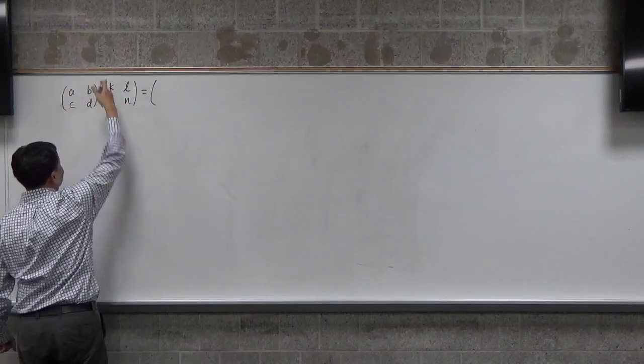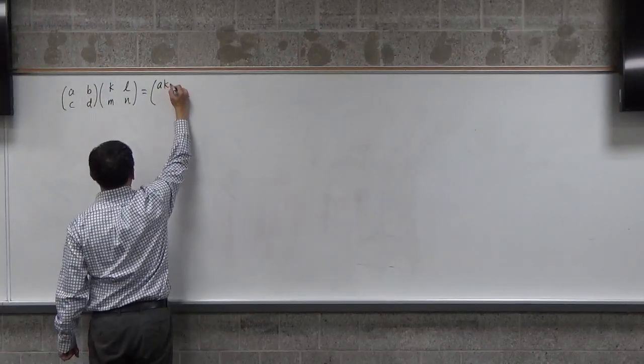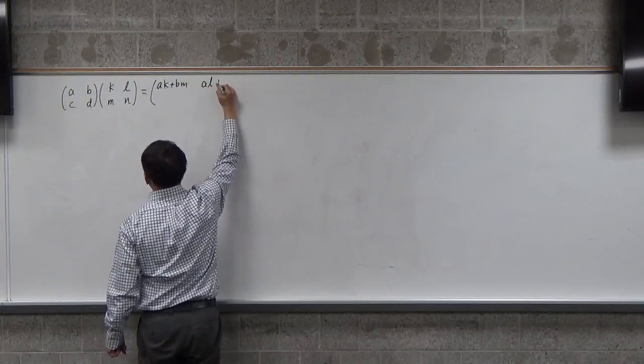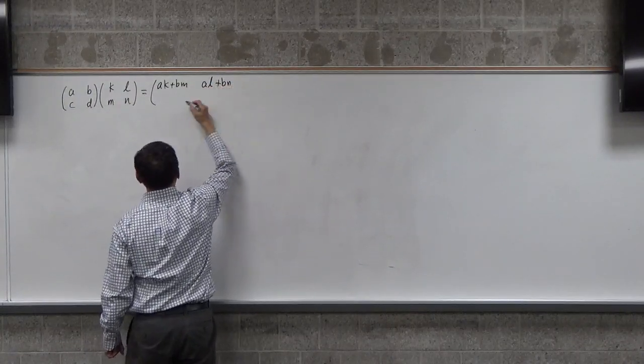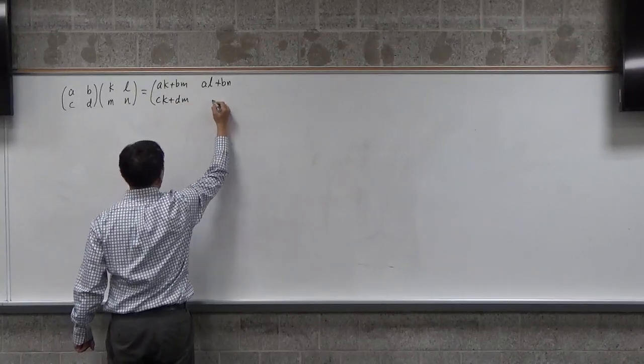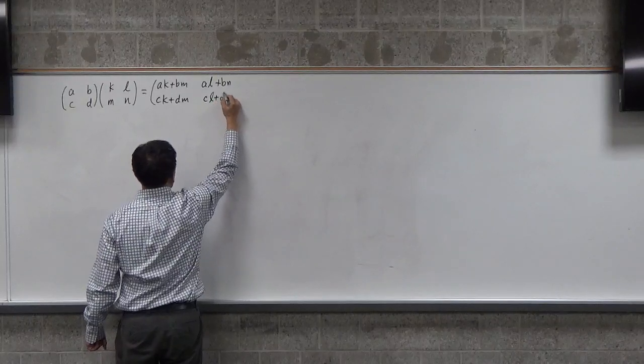Multiplies like across, down, right? So it's AK plus BM, AL plus BN, and then CK plus DM, and CL plus DN.